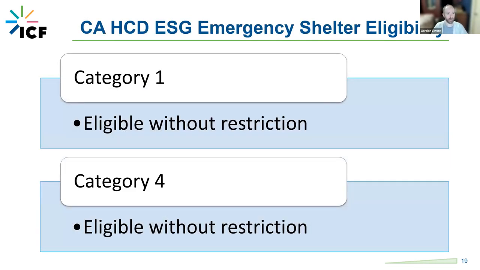For emergency shelter, category one, you are eligible without restriction. I'm going to say this again. Category one, you are eligible without restriction. Anyone who meets the category one definition is eligible for emergency shelter. And moreover, the documentation requirements for category one under emergency shelter and under street outreach are gentler than they are under rapid rehousing. I believe there's a slide talking about this later. It is my favorite harp to play. Category four, also eligible without restriction for emergency shelter.